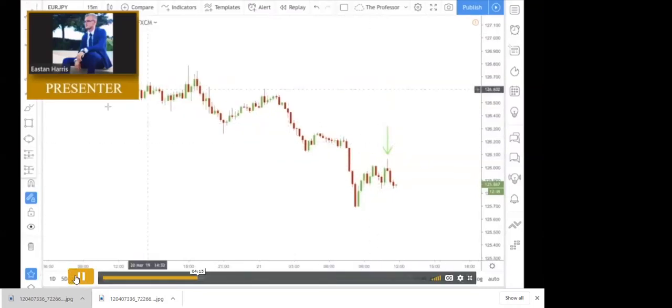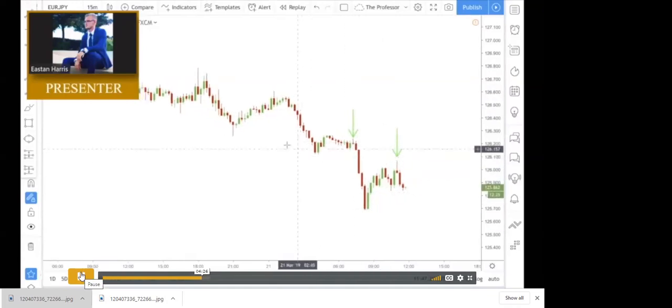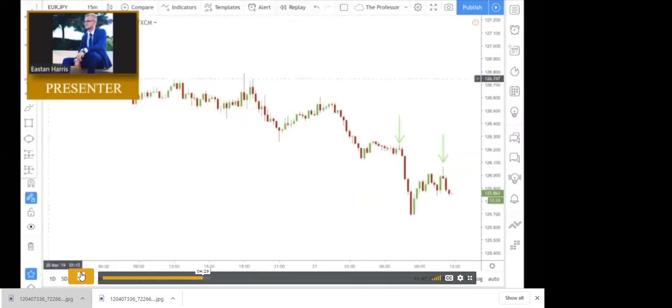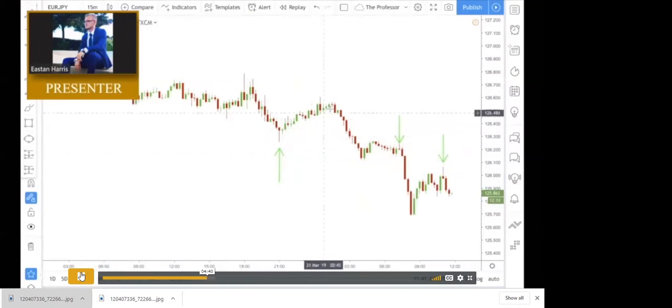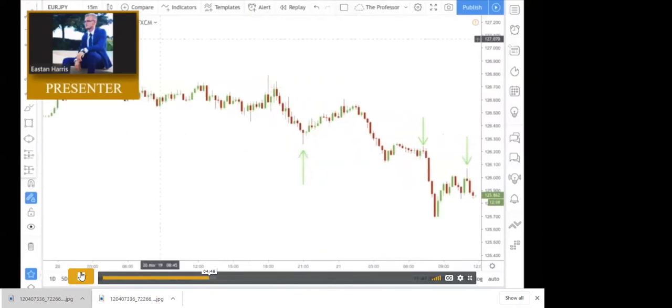Right here, we've got a smaller one. Right here, we got a little exhaustion. Price fell to the downside after printing one of those. Right here, we have one that's going to the upside. Another exhaustion candle. Right there, price rejects up. Price continues to the upside afterwards. Over here, we've got another exhaustion candlestick. Price exhausted up. Price continued to go up.